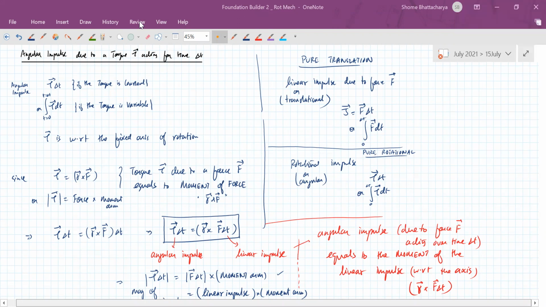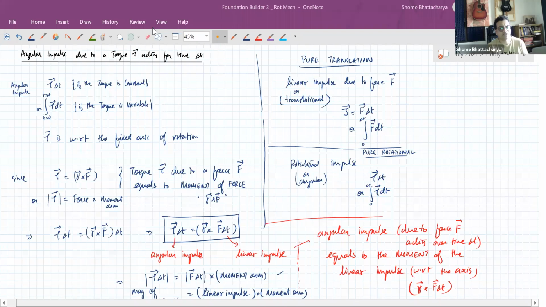Sir, one doubt. Yeah, tell me. Sir, how do you multiply only delta t with F in that equation? Angular impulse equals r into linear impulse. Let us speak a little clearly, slowly. I'm not able to understand what you're asking. Sir, why did you multiply only delta t with F?